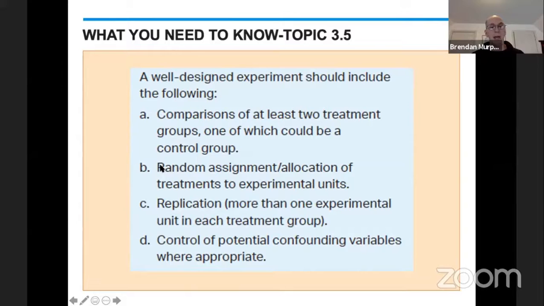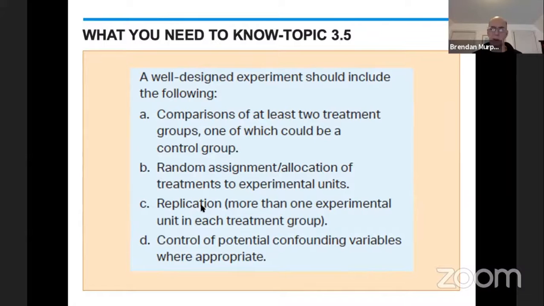We need random assignment, allocation of treatments to experimental units. I'd love to be able to randomly select my whatever in my experiment and then randomly assign. Many times that's impossible, especially with humans and medical studies. But we need some randomization, and we need random assignment of the treatments to the different experimental units. We need replication, more than one experimental unit in each treatment group. More replication is typically always better.